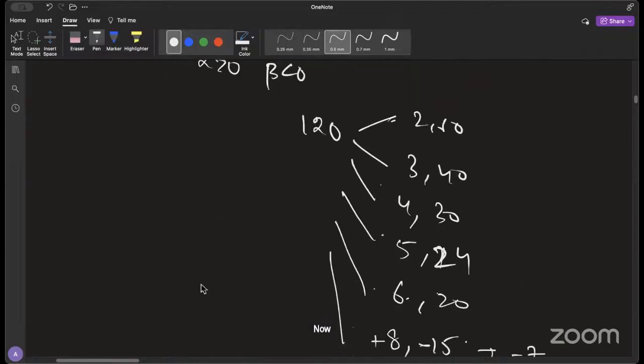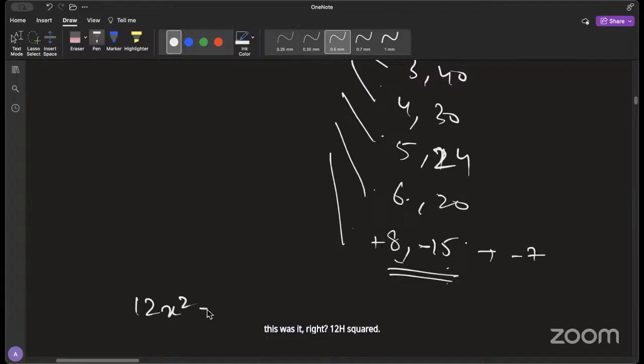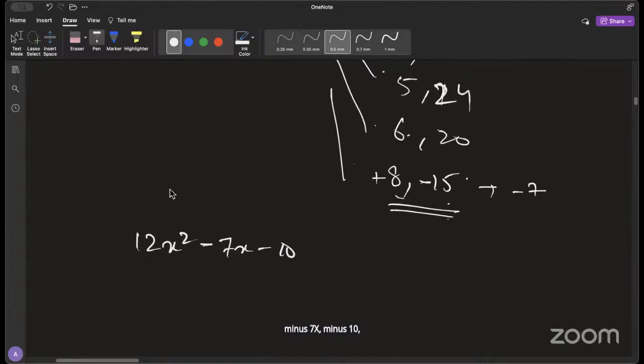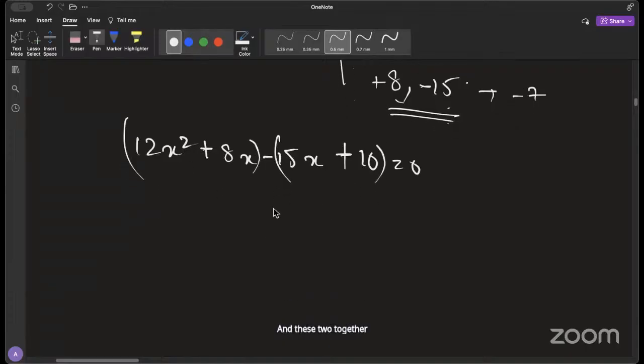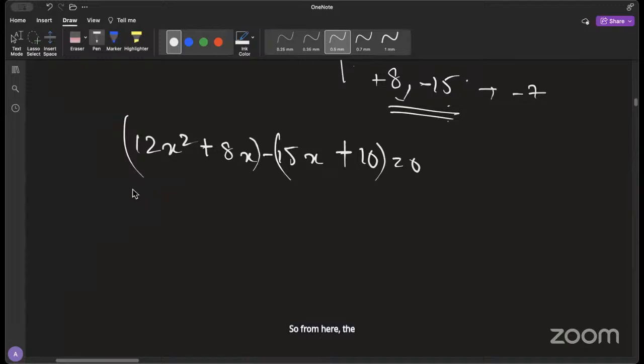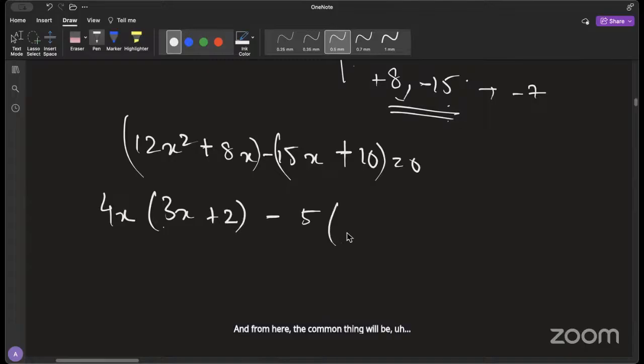Now you try to split 12x square minus 7x minus 10 into two parts. So you can write minus 7x as plus 8x minus 15x, minus 10 equals 0. Then club these two together and these two together. From here, the common thing will be 4, and you will have 4x times 3x plus 2. And from here, the common thing will be 5, so this will be 3x plus 2 equals 0.